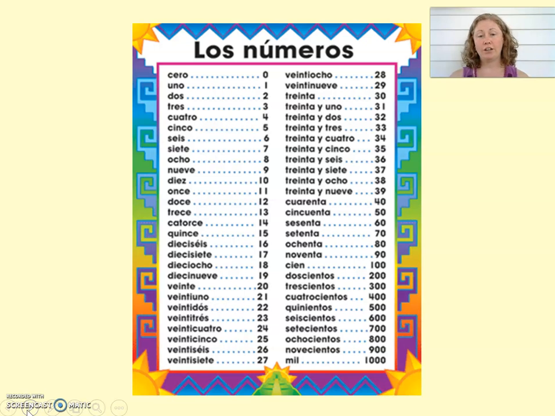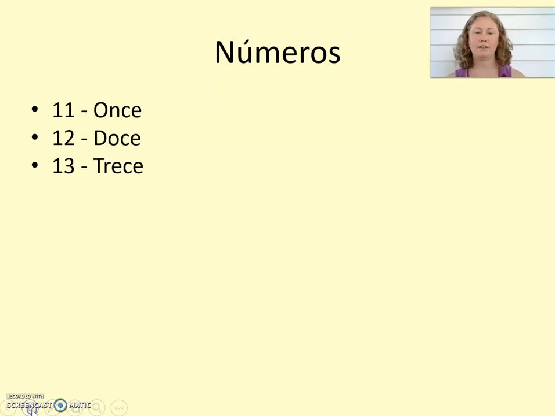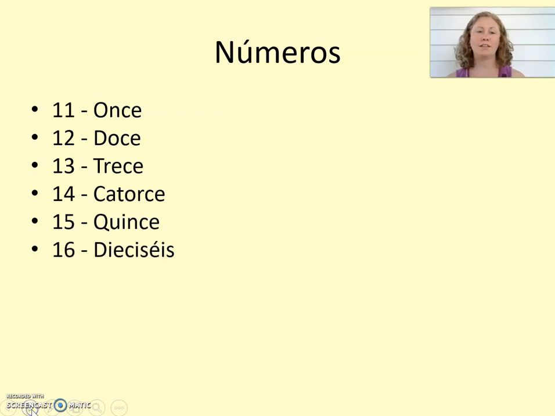So eventually you're going to learn all of the numbers from 0 up into the millions, but for now let's just concentrate on the first 30. Repeat after me. 11, 12, 13, 14, 15, 16. Notice that this word has a written accent mark on the E in the last syllable, the syllable seis.